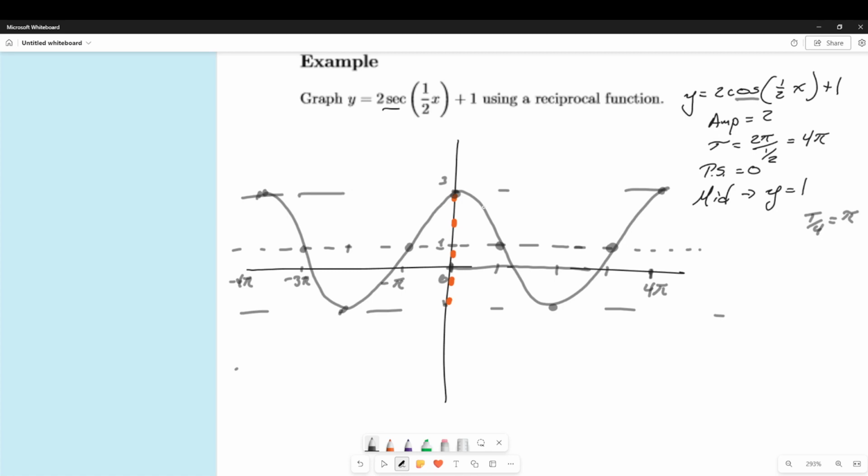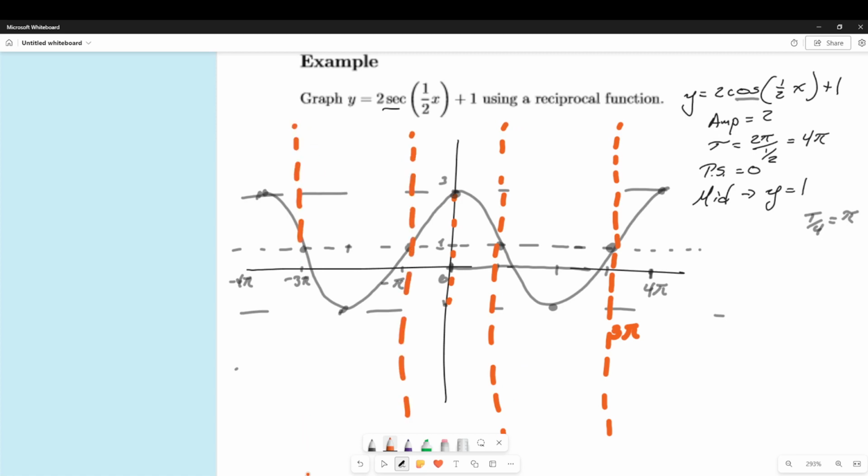But notice that tells us where our asymptotes have to be. So our asymptotes have to be wherever we hit that center line. So we're going to have an asymptote at pi. We're going to have an asymptote at negative pi. We're going to have an asymptote at negative 3 pi. Not one in the middle. I drew that earlier.